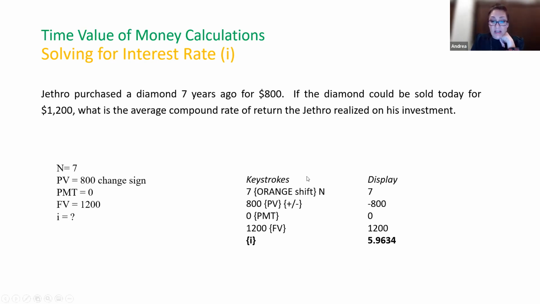So N is 7 for 7 years. He bought it 7 years ago, which is going to be the present value, for $800, and he paid $800 for it, so we'll set that as our negative. And today it's worth, or our future value, $1,200. So we're going to plug that in as a positive, and we want to know how much he made on that investment, so we're solving for I. And he earned 5.9634% on that investment.